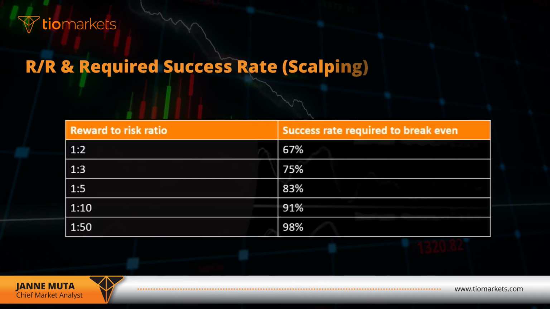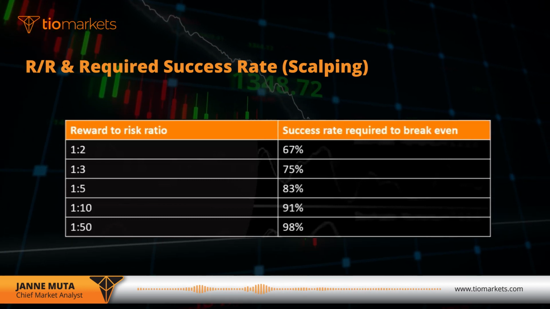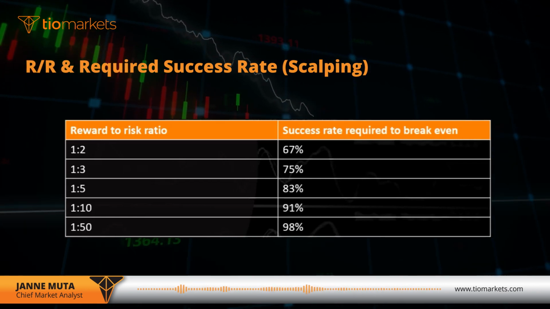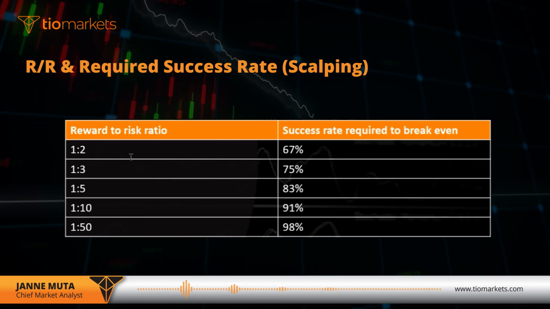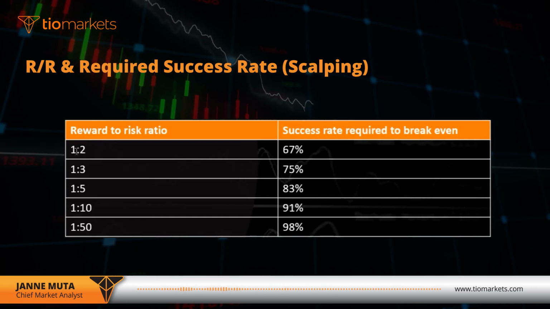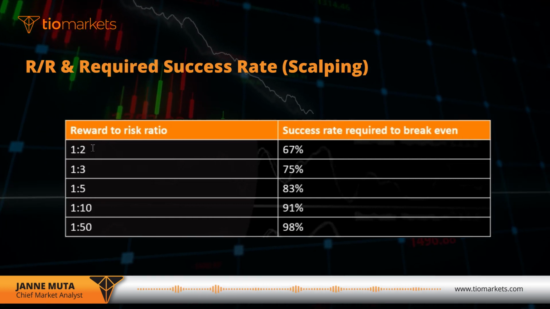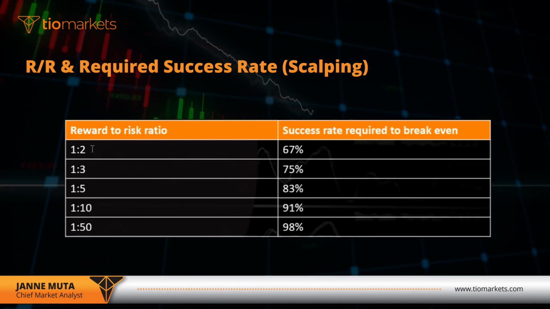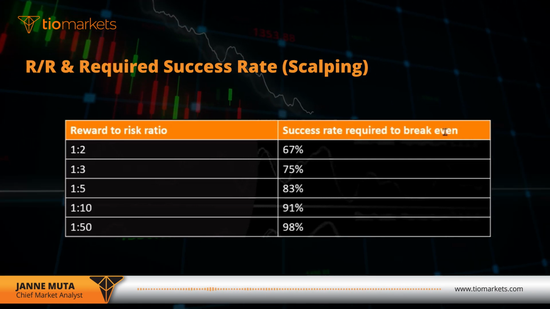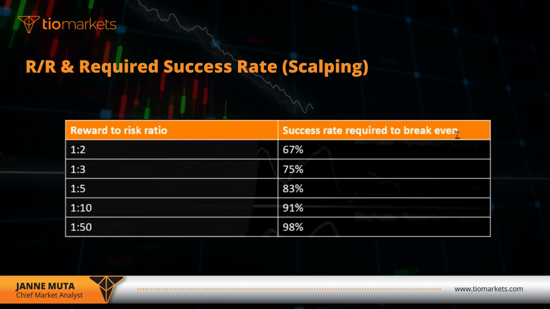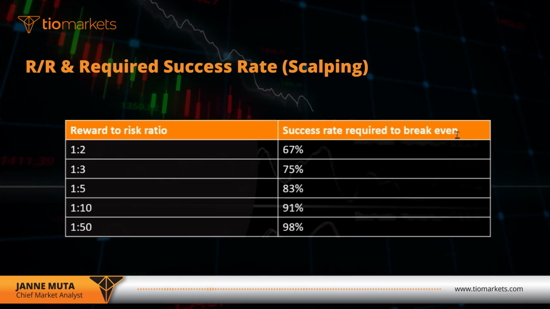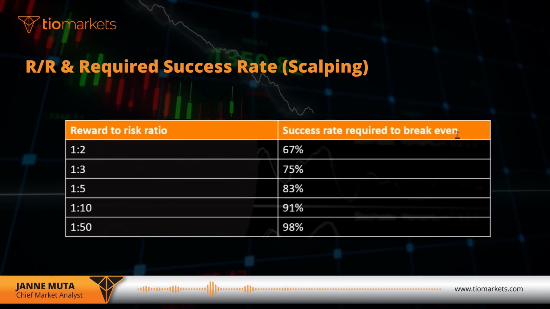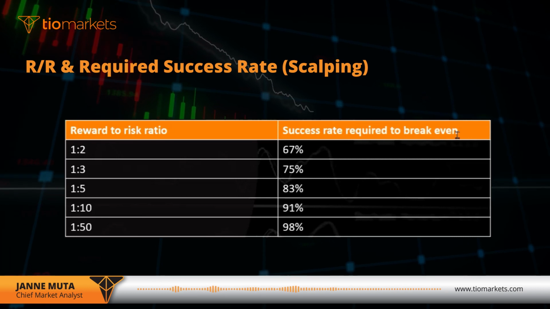Let's pay attention to this. I have a table here which basically gives you the required success rate for scalping. If your reward to risk ratio is only 1 to 2, meaning you are risking 2 times more than you are taking out of the market when you have a winning trade, then the success rate required to break even is 67%. So you have to be correct 67 times out of 100 trades to break even, to cover the costs.